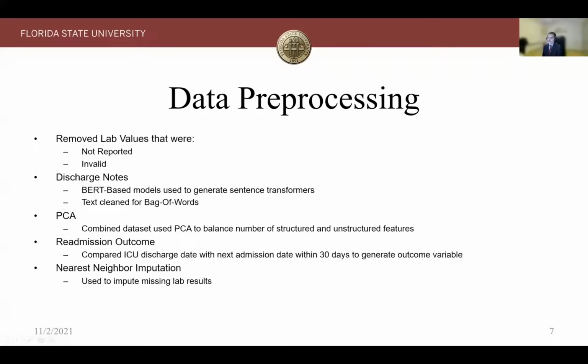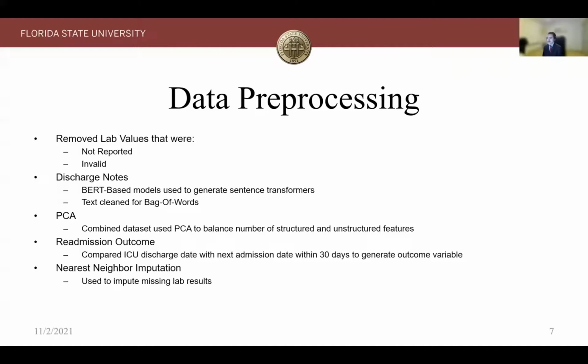Looking at data pre-processing, lab values which were not reported or invalid were removed and replaced with a null value. From there, nearest neighbor imputation was used to generate values for these records. BERT-based models were used to generate sentence transformers for discharge notes. In total, 7 different BERT-based models were used to generate the embeddings. Text data was also cleaned before using bag of words on text data.